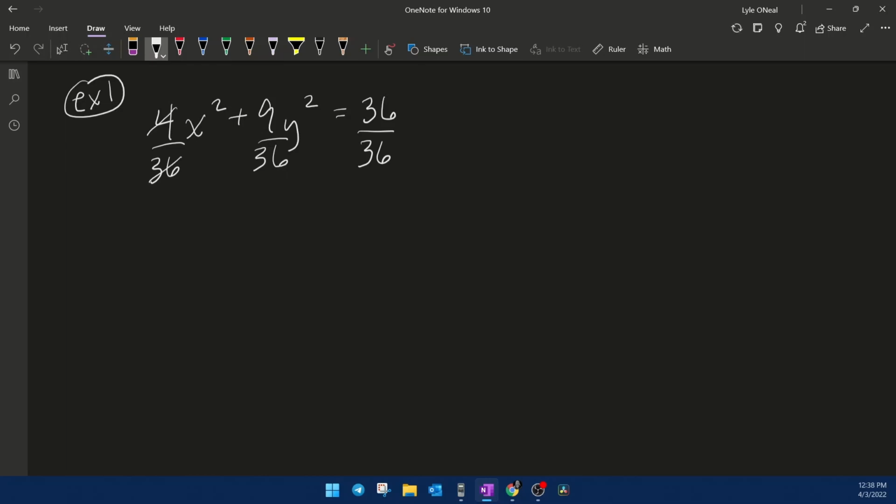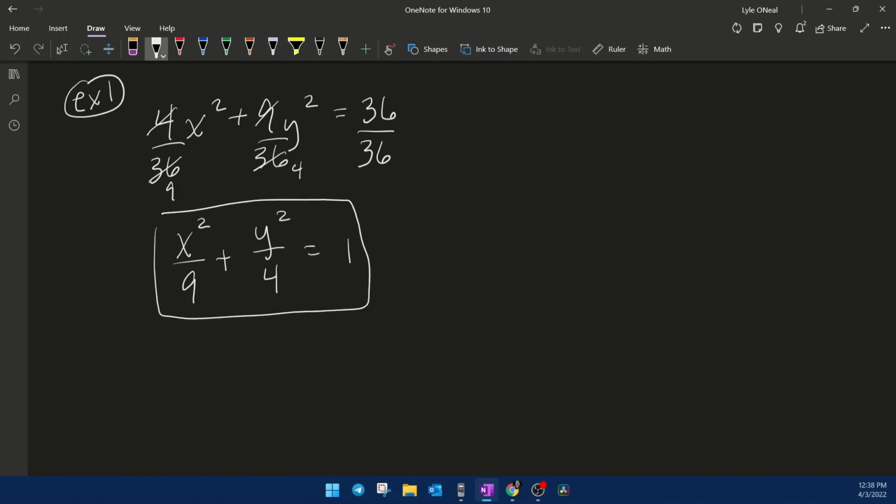So 4 will go into 36 9 times. That will give me x squared over 9, plus 9 goes into 36 4 times, giving me y squared over 4 equal to 1. And then I'm going to put a box around this because this is my standard form of the equation of the ellipse. And remember that I said that the big number in the denominator is a squared. So we're going to make a note of a couple of things here. A squared is 9. B squared is 4.